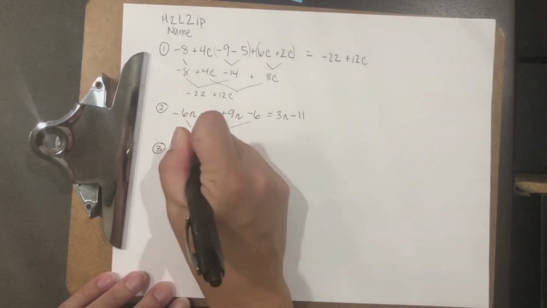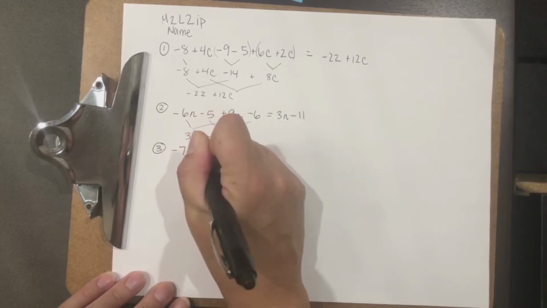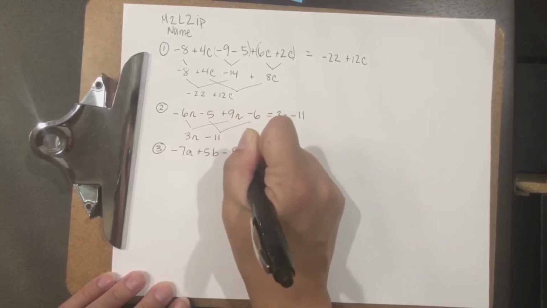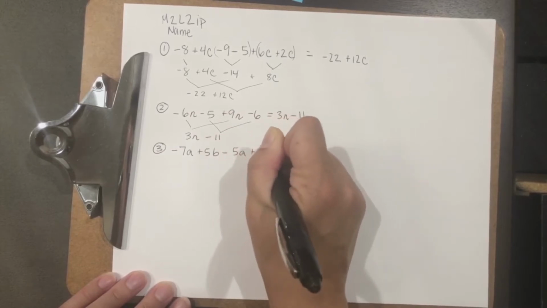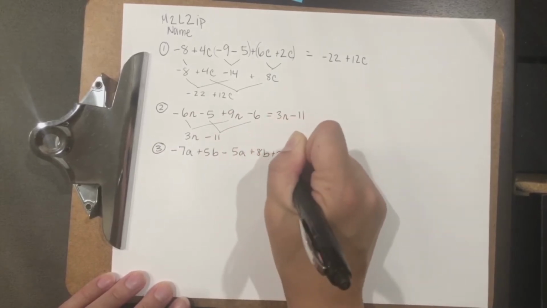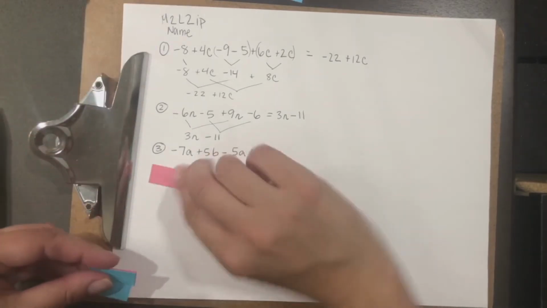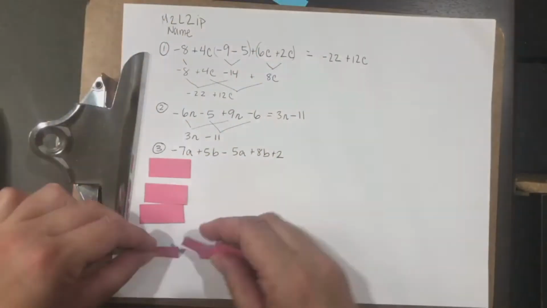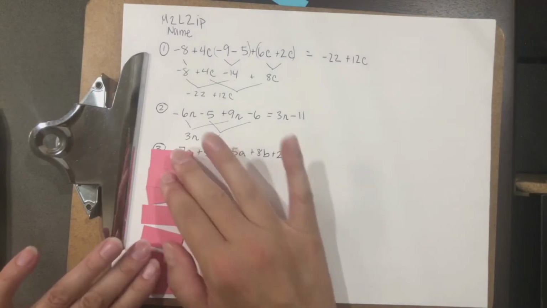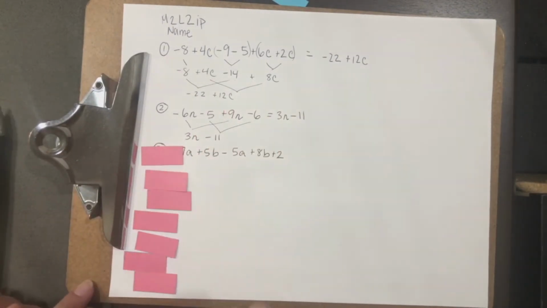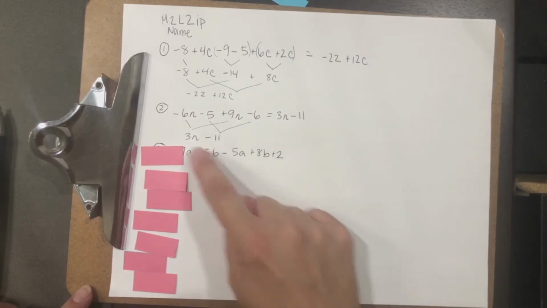Simplify. Negative 7a plus 5b minus 5a plus 8b plus 2. So I'm going to use the tiles again. We've got negatives. So there are 7 negative variables here. These will be a's this time. And then plus 5 b's.